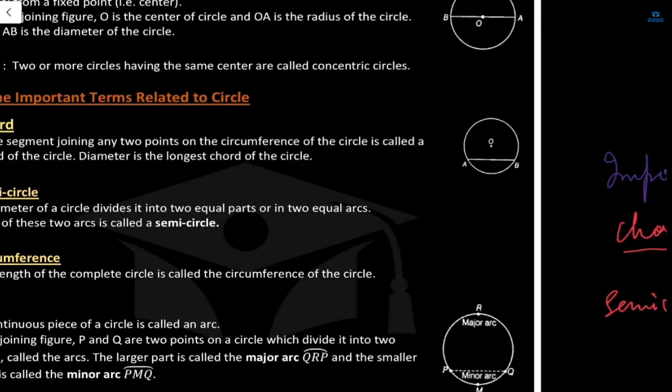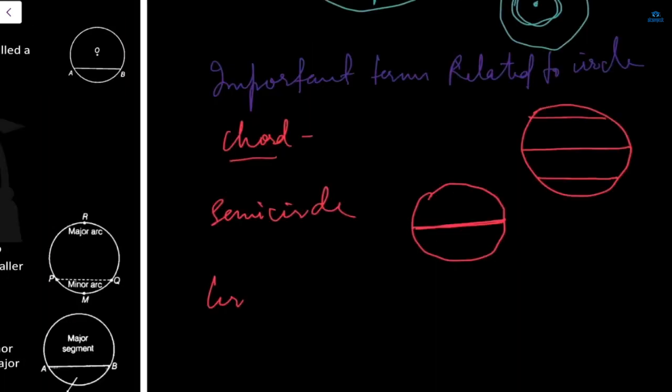The circumference. Circumference is the length of the circle. If you are using a wire to form a circle, the length of the wire is called the circumference. The outside boundary, if you are making it with a wire, how much wire will be used to create this boundary, that is called the circumference. So the length of the circle is called the circumference.